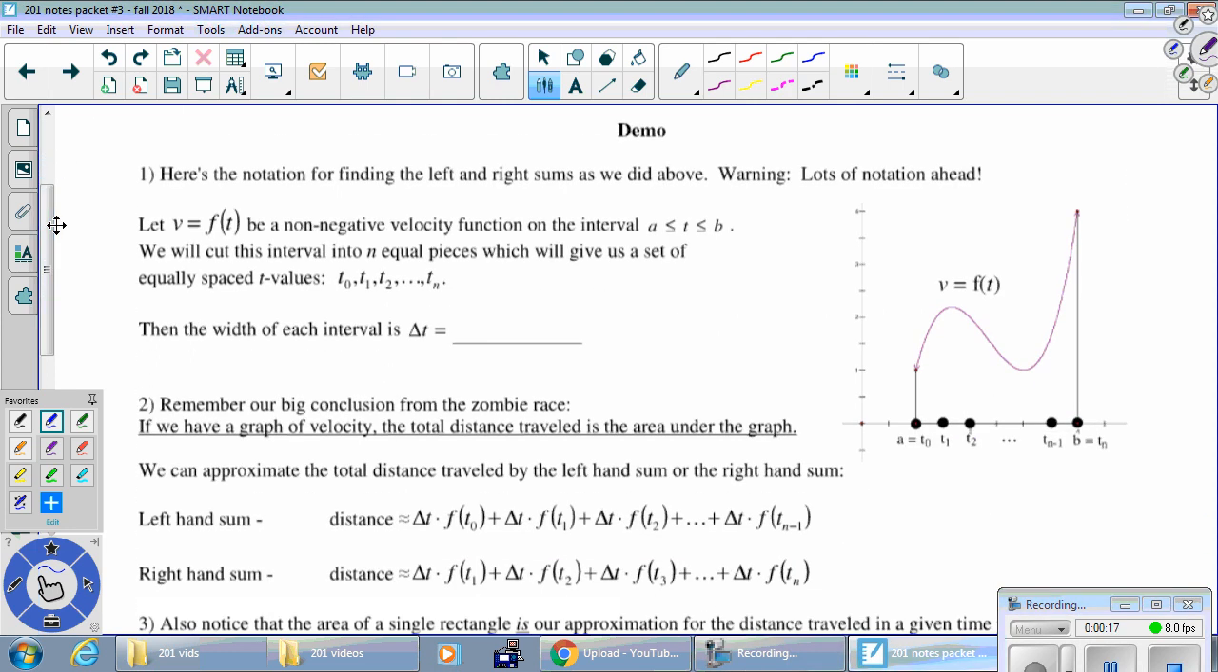Here's the notation for finding the left and right sums as we did in the activity. Warning, lots of notation ahead. Let v equal f of t be a non-negative velocity function on the interval a less than or equal to t less than or equal to b. So here's the idea.